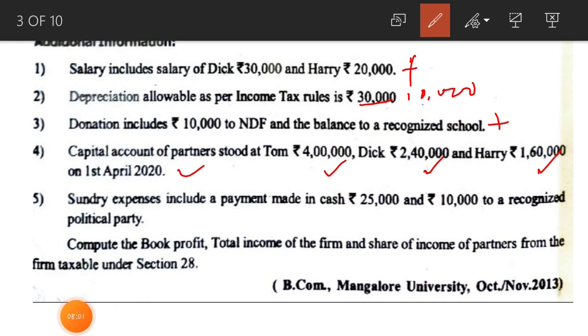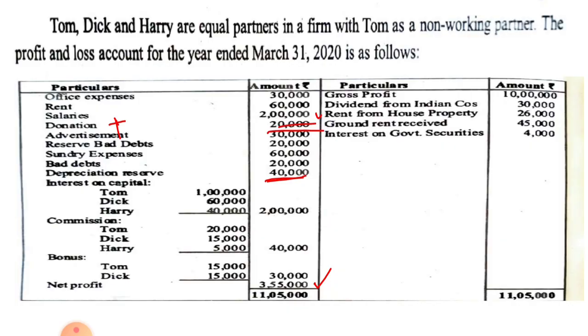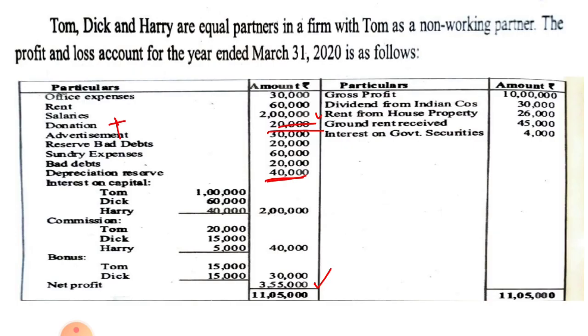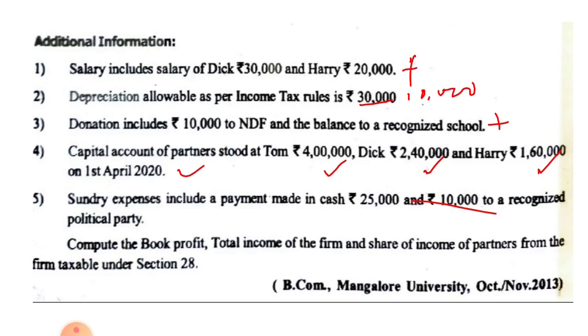You get some amount which is allowable interest on capital and the remaining balance, that is rupees 1 lakh minus allowable interest on capital will be your disallowed interest on capital, and 60,000 minus 12% of 2 lakh 40,000 your disallowed balance, and 40,000 minus 12% of 1 lakh 60,000 will be your disallowed interest on capital. Let us calculate that later.